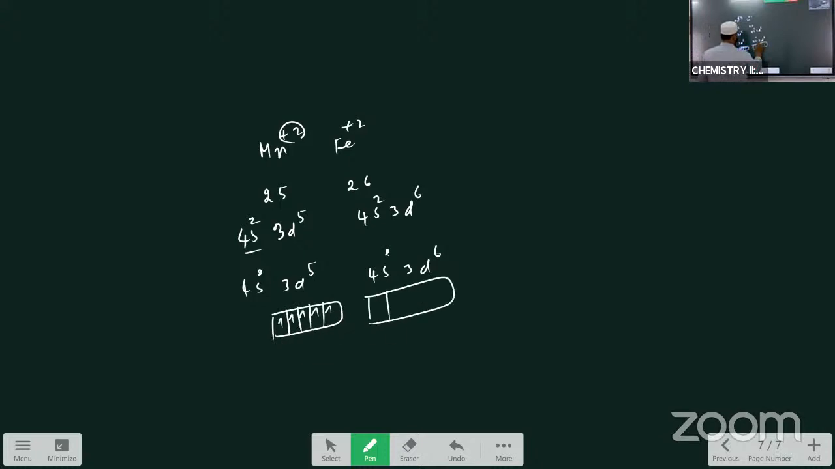In this case, how many electrons are there in the d orbital? 1 2 3 4 5. Only 5 are there. So 1 2 3 4 5 and another one, this is the sixth one.